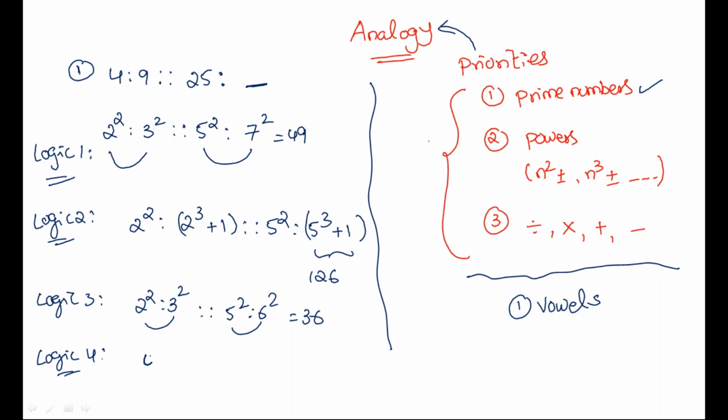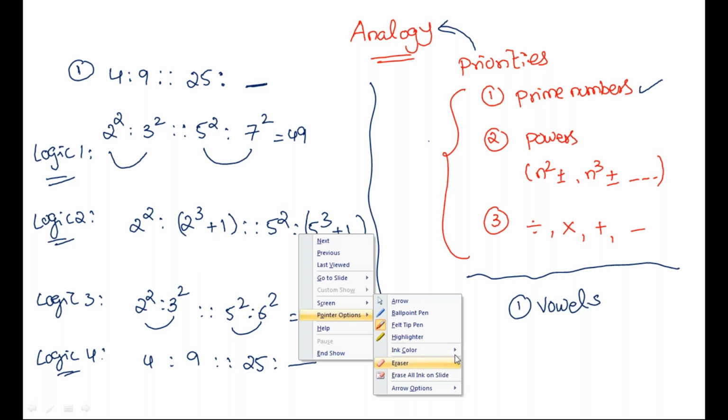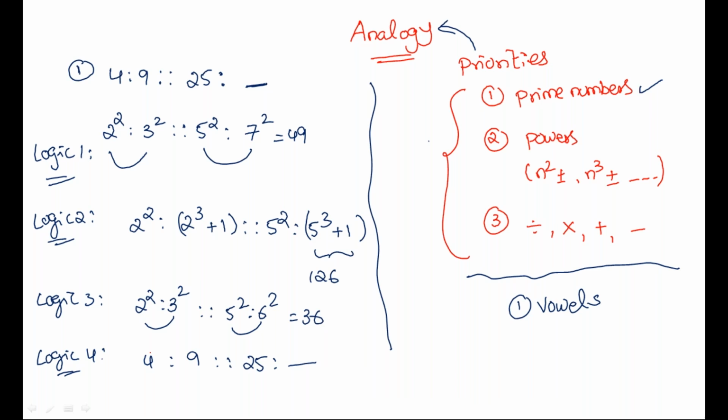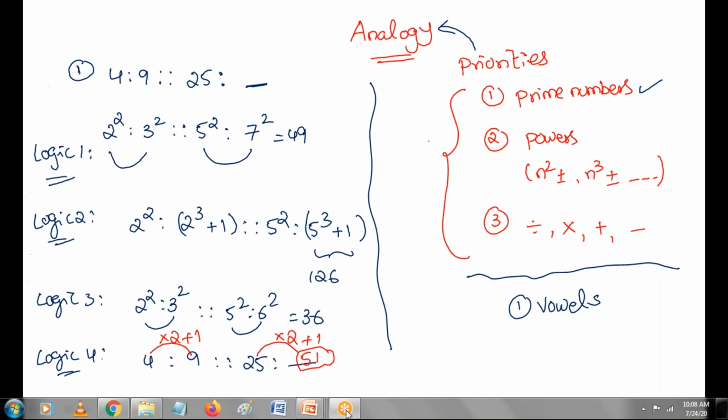Logic 4 is 4 and 9, 25 and what is next? 4 and 9 are into 2 plus 1. 4 into 2 is 8, 8 plus 1 is 9. So into 2 plus 1 also we can understand. Similarly, 25 into 2 plus 1 is nothing but 51. So into 2 plus 1, this is also the other logic.